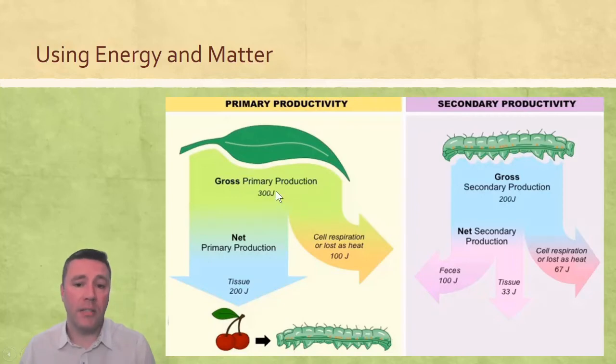Now, the plant itself, of course, needs to survive, so some of that energy is going to be spent in the form of cellular respiration or lost as heat, and everything that's left over is going to be used to grow the plant, to grow new structures, perhaps even to grow fruits that can be used to attract insects or other animals that will aid that organism in its reproduction. This right here is referred to as net primary production.